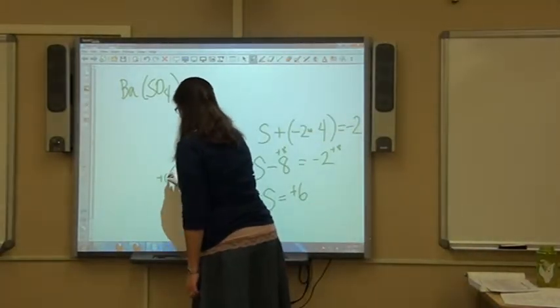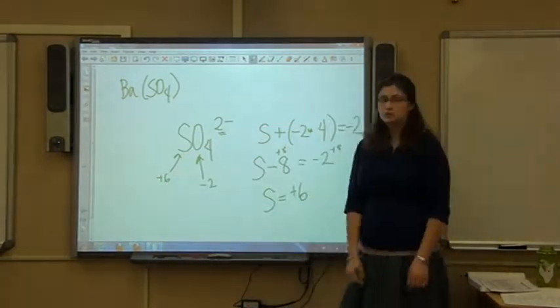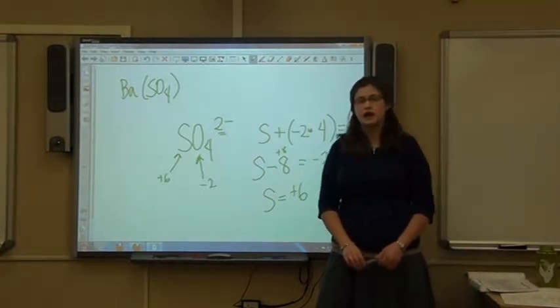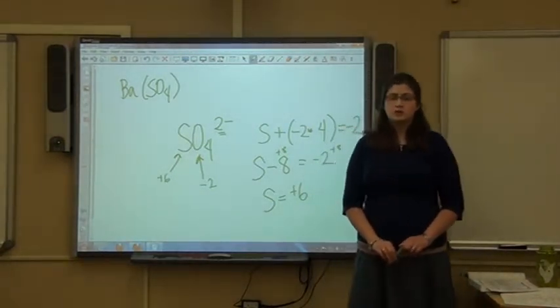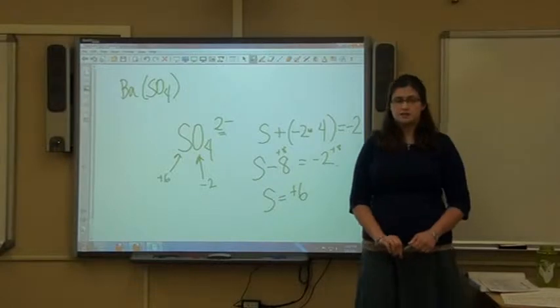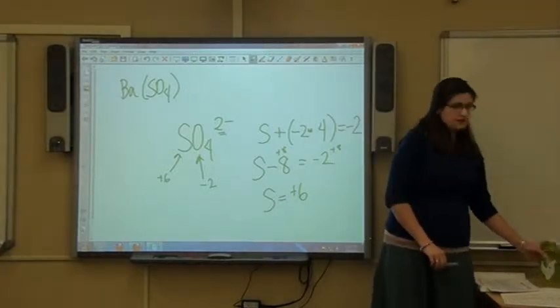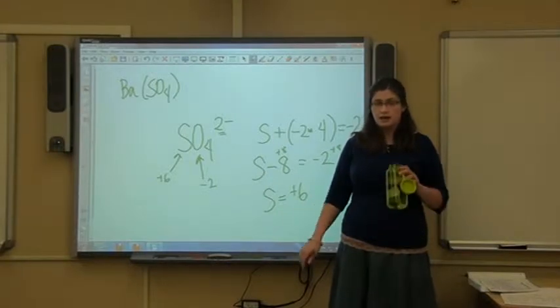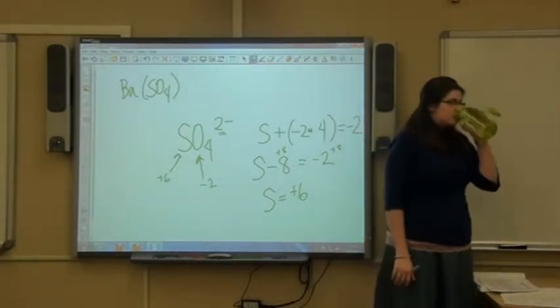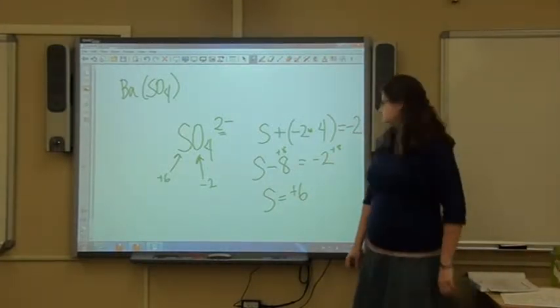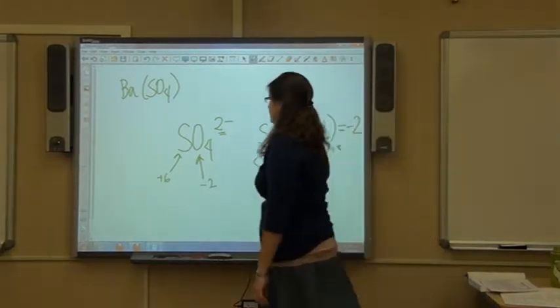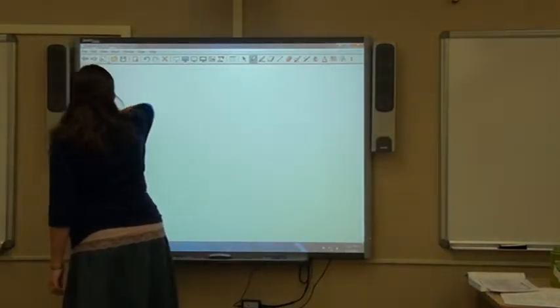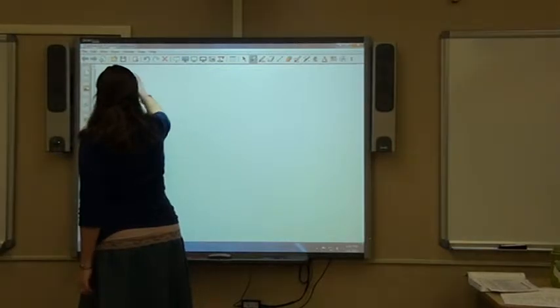Now you can, on your polyatomic ion sheet, write these numbers down, because every time you see the sulfate ion, those elements will always have those same identical oxidation numbers. That does not change as long as your polyatomic ion is intact. Okay. Let's do another one here.